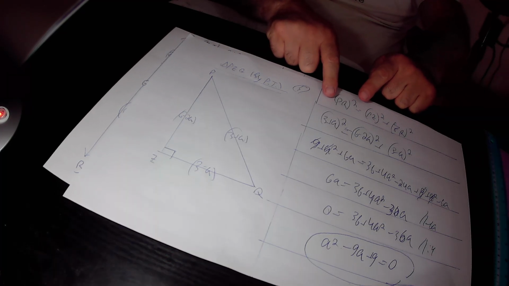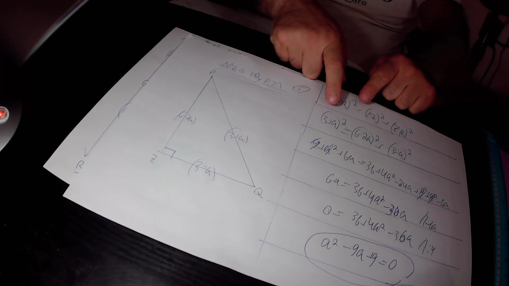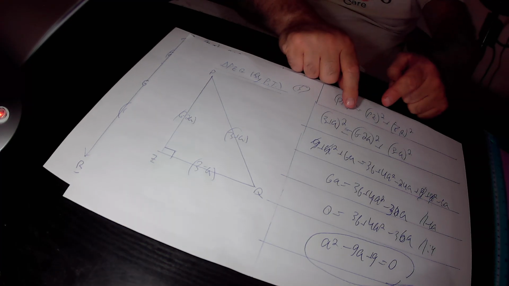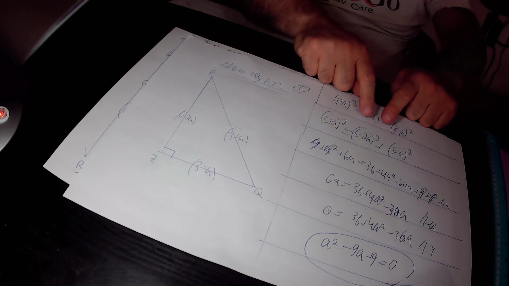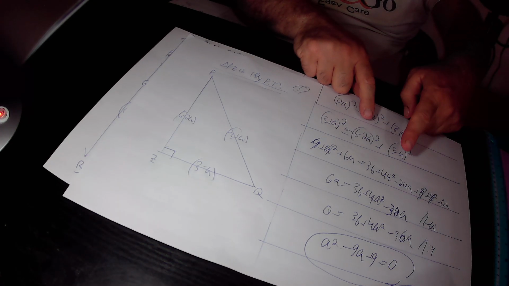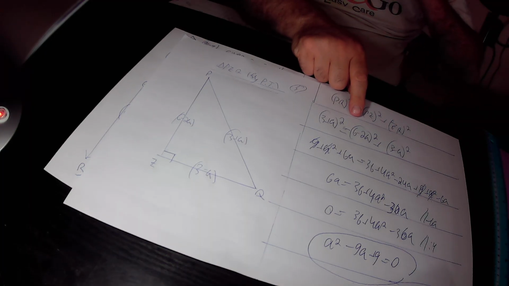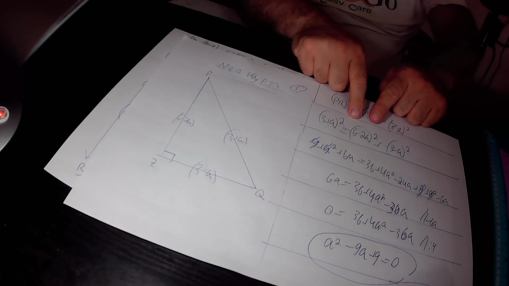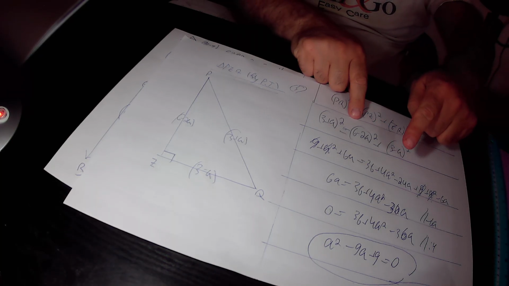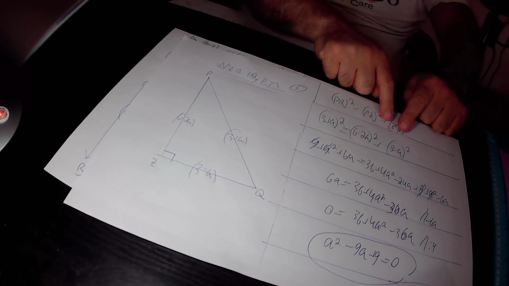(3 plus A) squared equals 3 squared, that is 9, plus A squared, plus 2 times 3 times A, that is 6A. On the other side of the equation, we have (6 minus 2A) squared. (6 minus 2A) squared equals 6 squared, that is 36, plus (2A) squared, that is 4A squared, minus 2 times 6 times 2A. That is minus 24A, plus (3 minus A) squared.